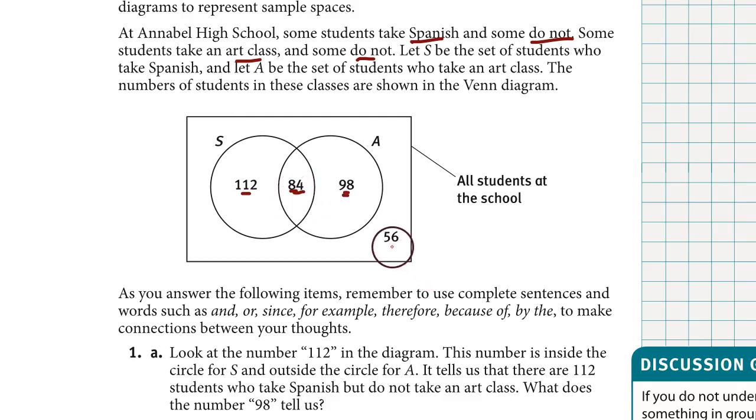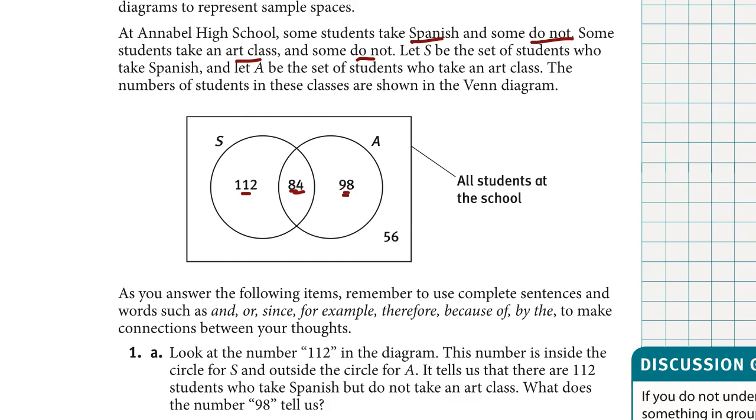And finally, you'll notice another number not in either circle. There are 56 students in the school who don't take Spanish or art. So a Venn diagram is a way to represent counts of data. We can use it to answer all kinds of questions about the situation.